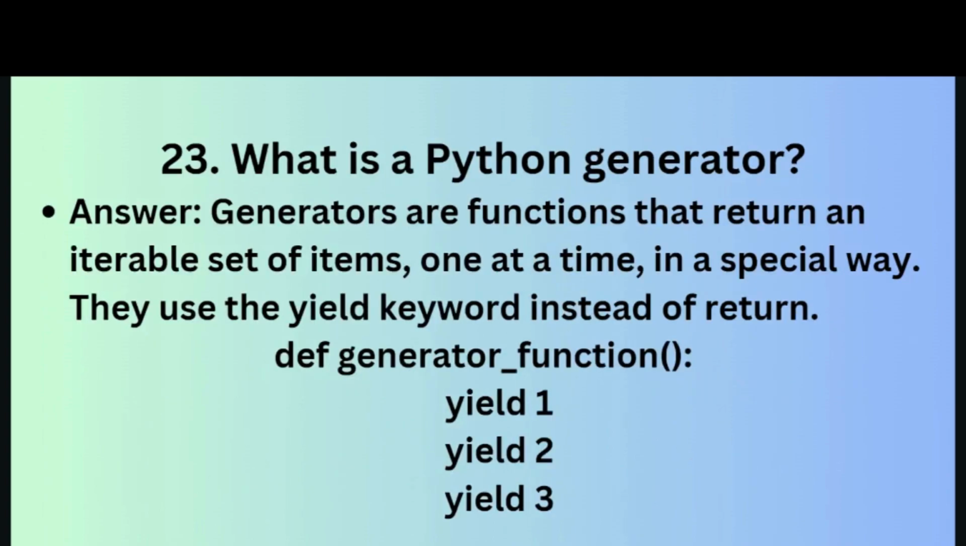Next, what is a Python generator? Generators are functions that return an iterable set of items one at a time in a special way. They use the yield keyword instead of return. This is the example: def generator_function, this is the function name, and L1, L2, L3.